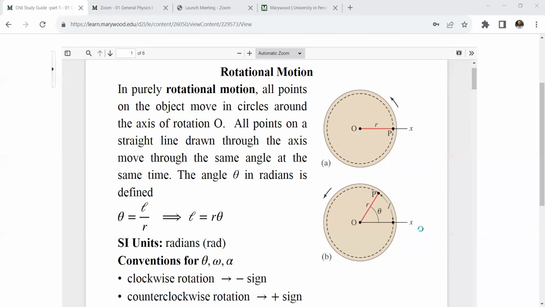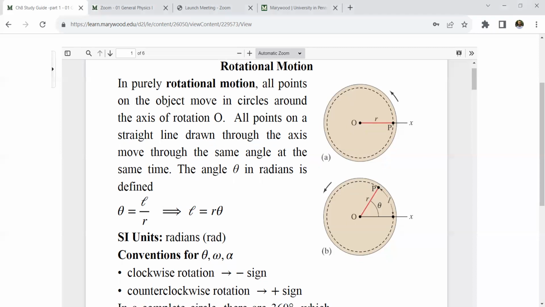The first thing to understand about rotational motion is that an object undergoing a rotational motion basically rotates about some axis. For example, here this object rotates about this axis. We call this axis the axis of rotation. So for this object, the axis of rotation is O.